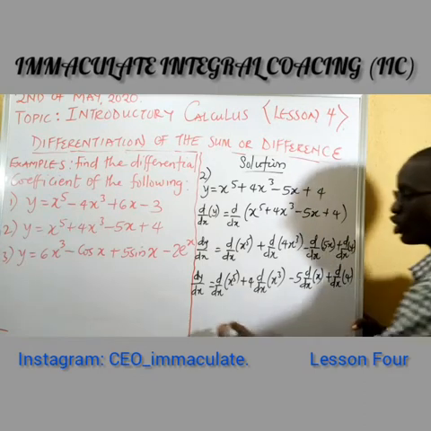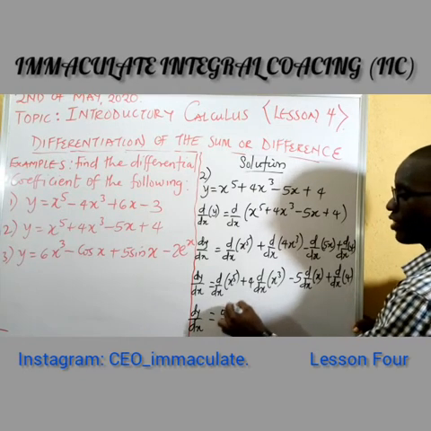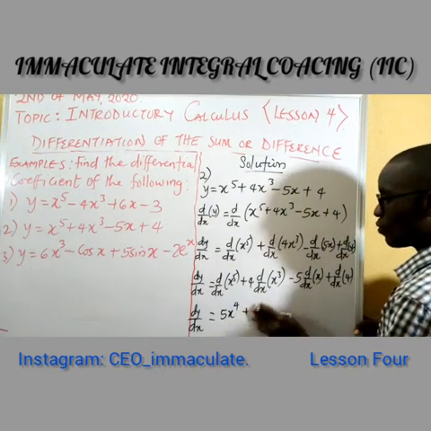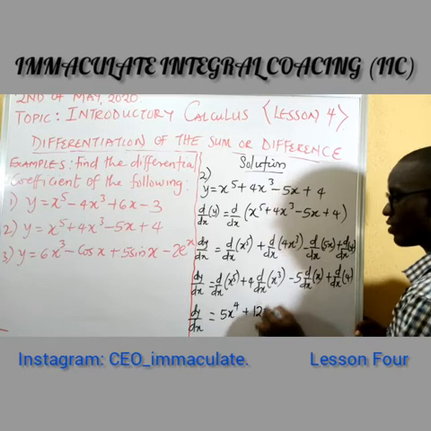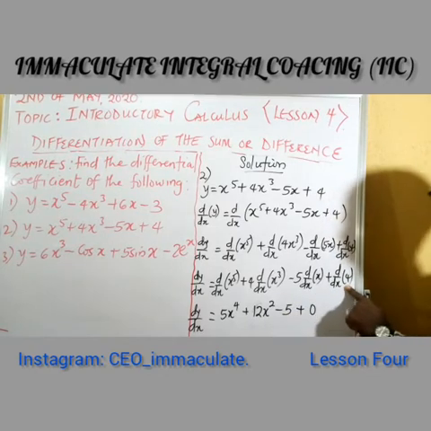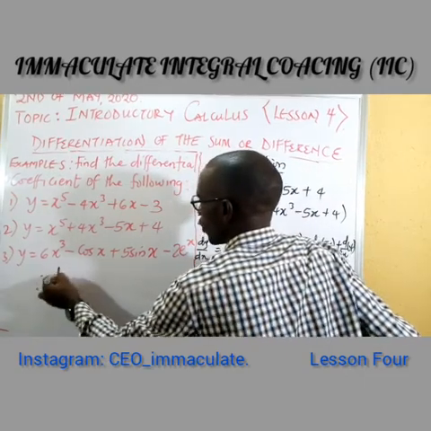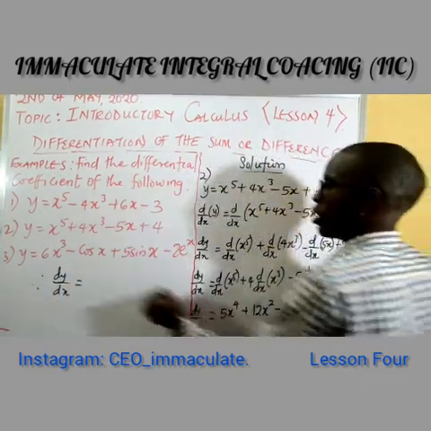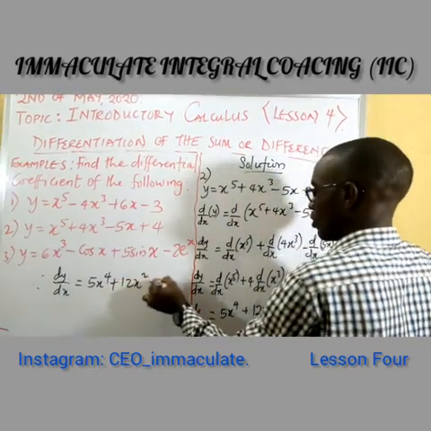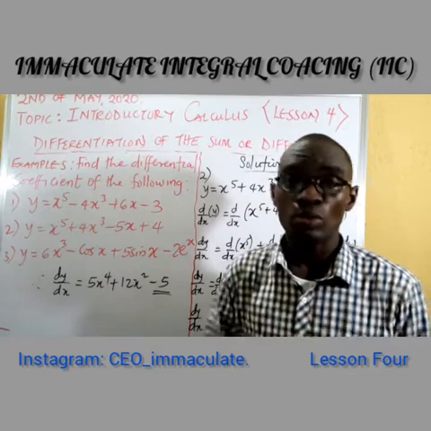So let's start to differentiate. Our dy/dx equals, this one is 5x to the power 4 from lesson 3, plus 3 times 4 is 12x to the power 2, minus 5, plus 0. The derivative of a constant will surely give us 0. Let's tidy this up. Therefore, our dy/dx equals 5x to the power 4 plus 12x squared minus 5. That is our final answer. So lastly, let's consider example 3.